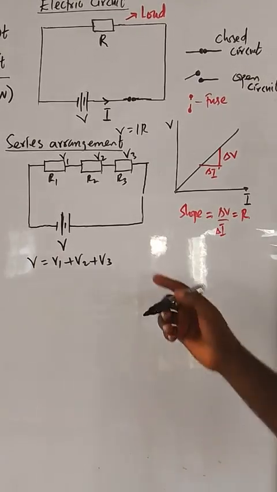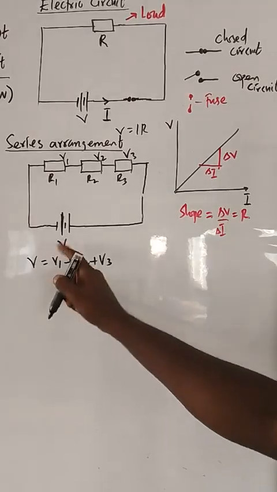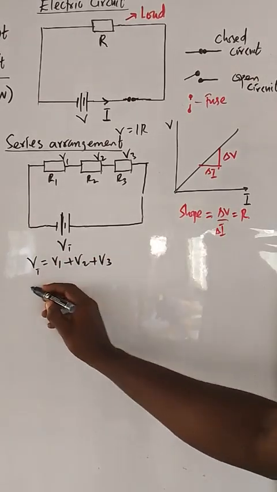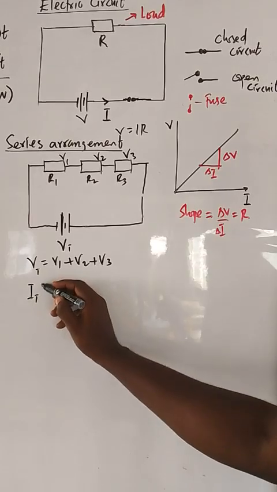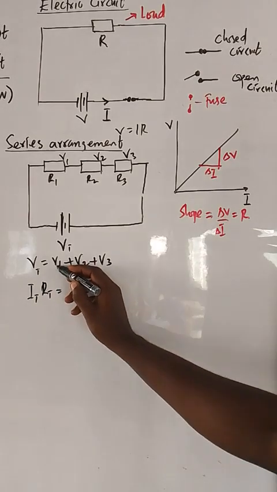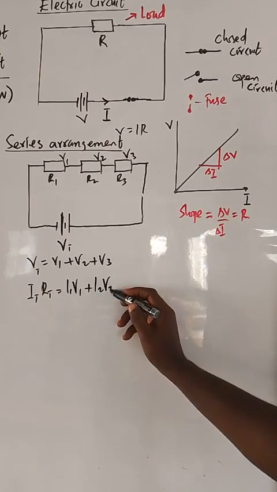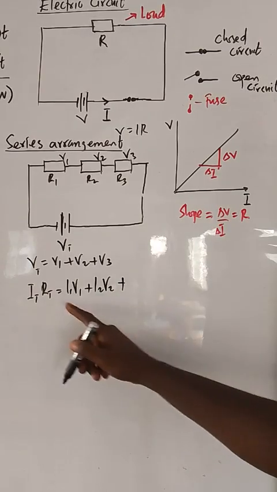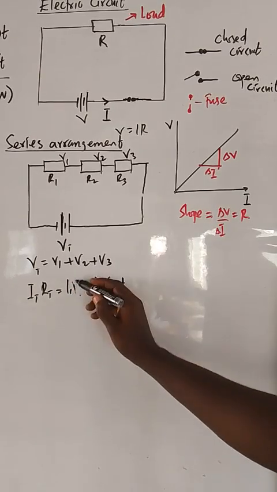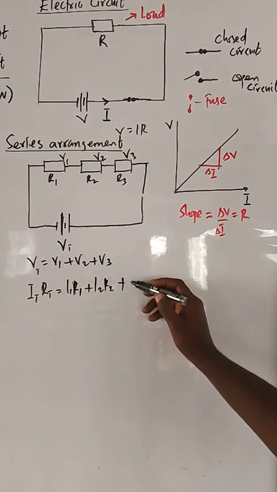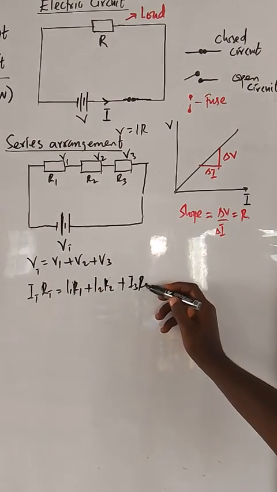According to Ohm's law, V is IR. So this is total V, let me call it VT. So total V can be written as I total, R total. V1 can be written as what? V1 is I1 R1, V2 is I2 R2, V3 is I3 R3.